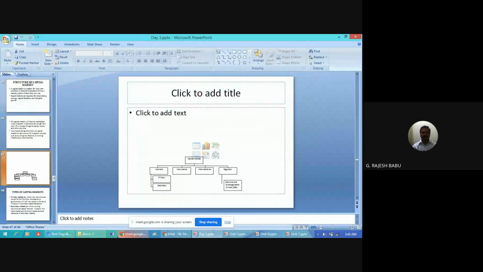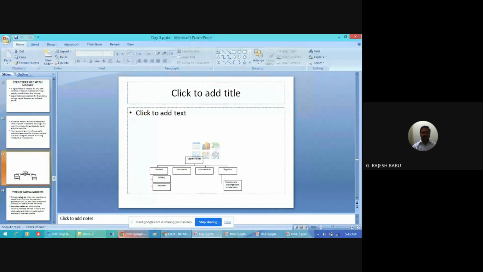Normally, the capital market is divided into four parts: instruments, intermediaries, market, and regulator. The market is further divided into two: primary market and secondary market. The regulator is the regulatory authority, the Securities Exchange Board of India.